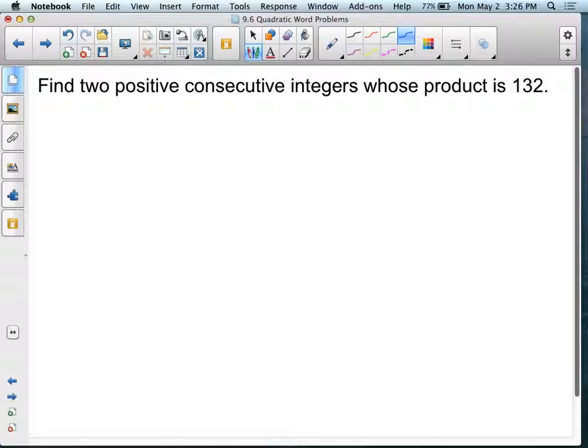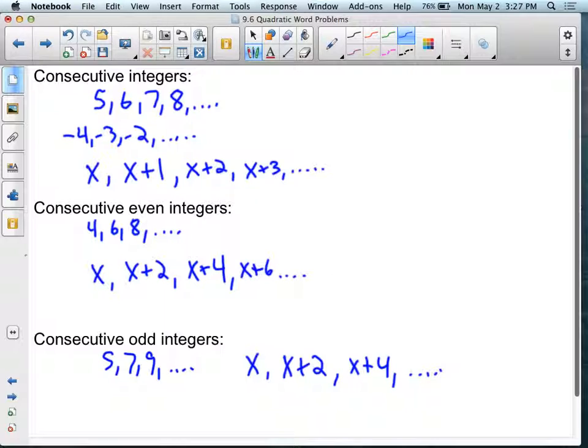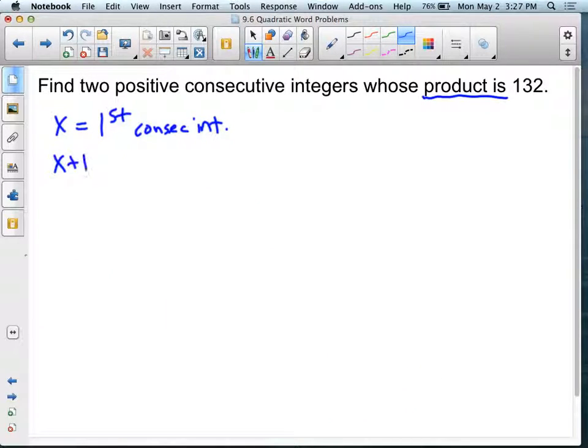Let's say we want to find 2 positive consecutive integers whose product, let's think about that word product. Product is what you get when you multiply things together. And the product's going to be 132. So let's think for a minute. Let's say that x is my first integer, my first consecutive integer. Now, I don't really want evens or odds. I want regular consecutive integers. My next one would be x plus 1. If my first one is x, my second one's x plus 1. That's the one I want. So x plus 1 is my second consecutive integer.